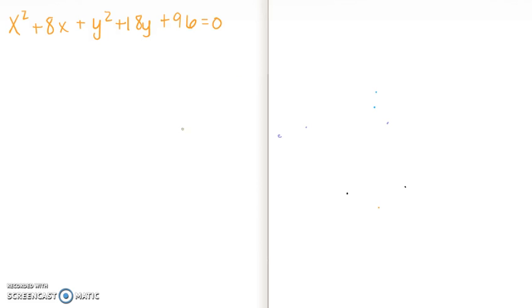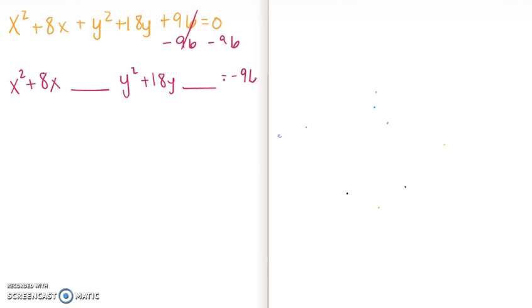All right, cool. Okay, so we have a dilemma here. Chase? You have to move 96 to the opposite side. Yeah, we got to get any whole numbers on the other side. Okay, so we're first going to get rid of that 96. Now we should have everything organized. But I'm going to leave a space because I got to complete the square. That equals negative 96.